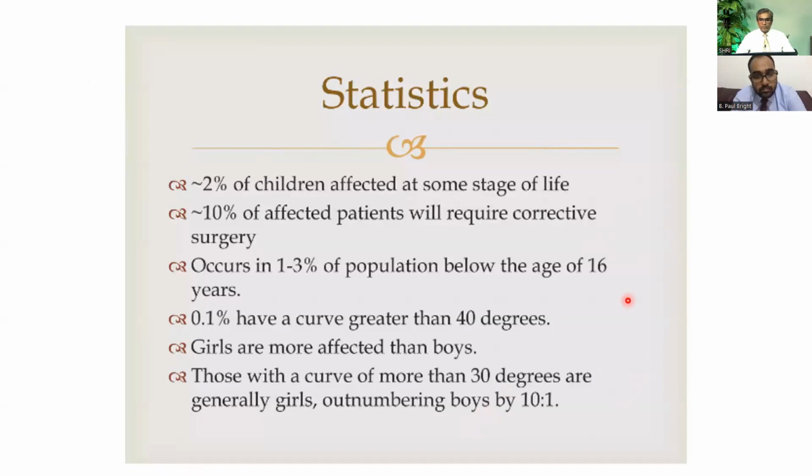So a little bit about statistics. 2% of children are affected at some stage of life, and 10% of affected patients will require corrective surgery. If you take the entire population under 16, about 1 to 3% of the population will have some sort of scoliosis, but only 0.1% will have curves which are greater than 40 degrees. Naturally, girls are more affected than boys. And when it comes to severe curves more than 30 degrees, generally girls outnumber boys by 10 to 1.